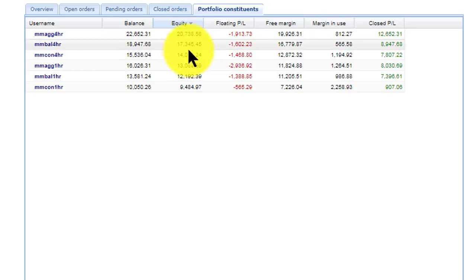So if you look at this on a portfolio basis, you might have one losing one, but you've got one that's sort of doubled its balance. So this particular portfolio of make money trading is doing pretty well.